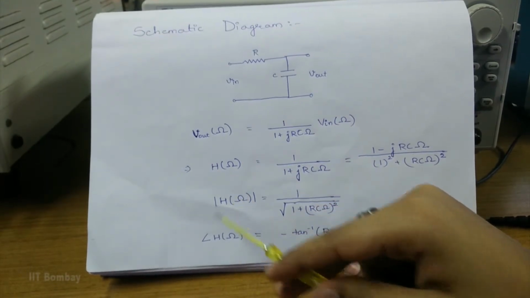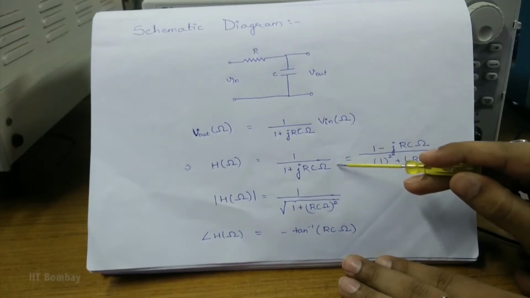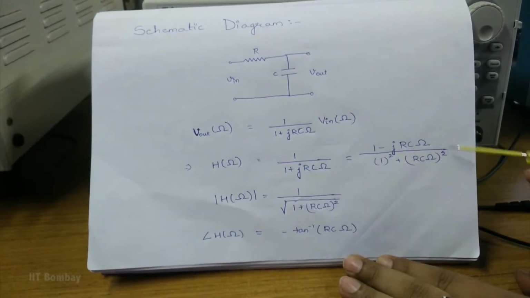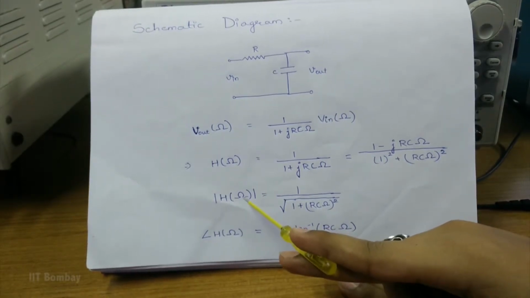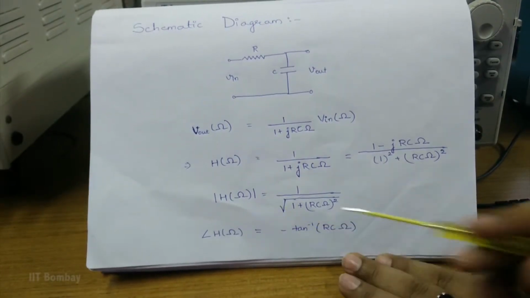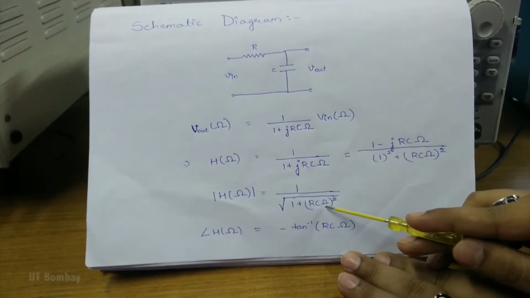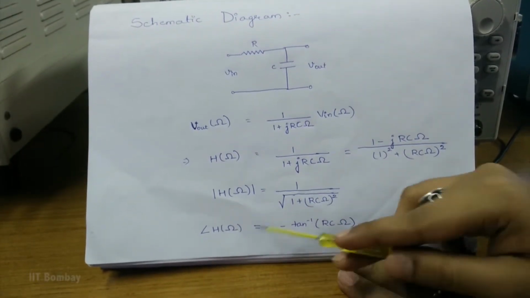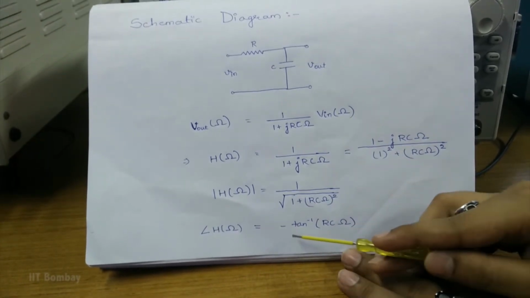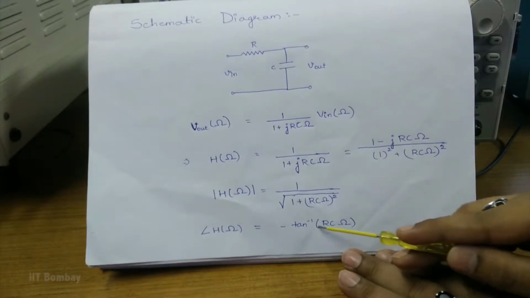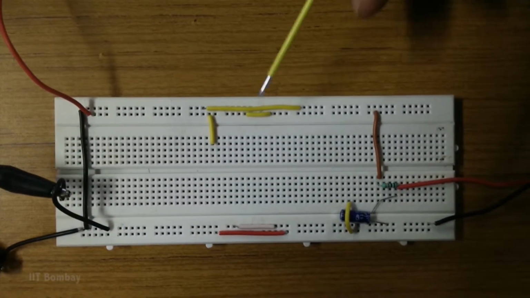H of omega can be given by 1 upon 1 plus j RC omega, which can be further simplified into this equation. Hence, the modulus of H of omega is given by 1 upon under root 1 plus (RC omega) whole square, and the phase of H of omega is given by this equation, which is minus tan inverse RC omega. So here is our apparatus.